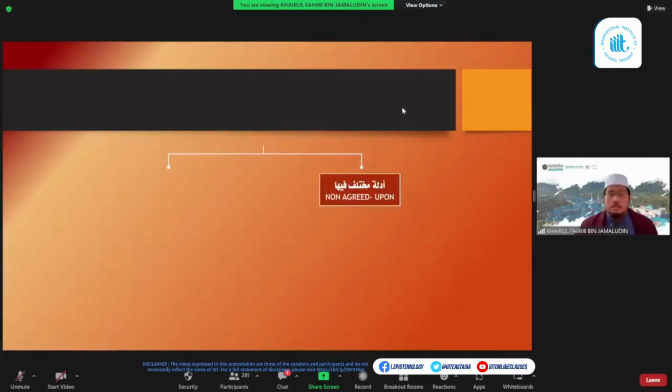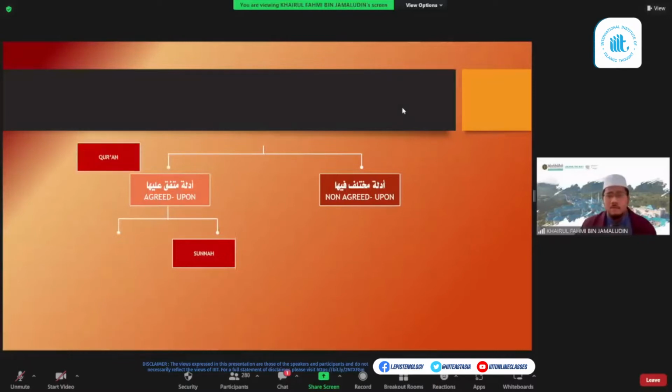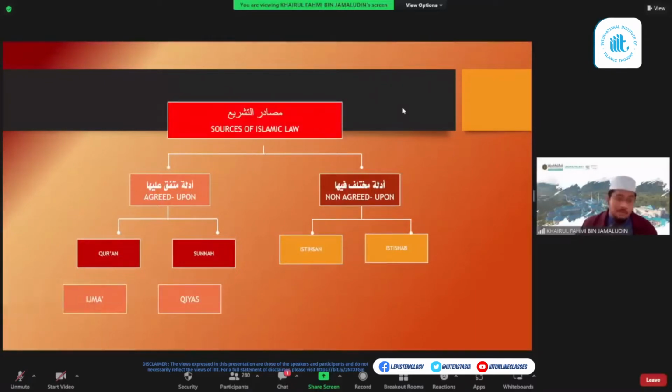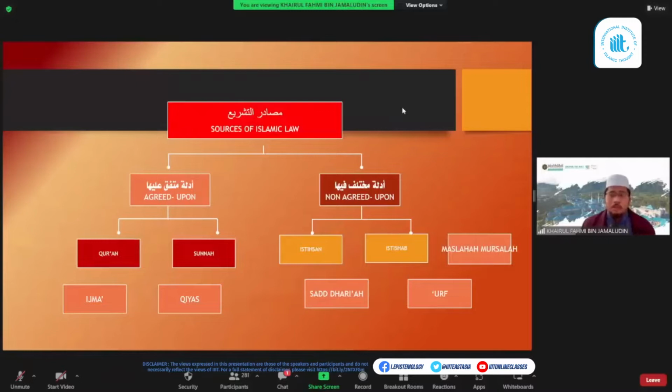So this will be our discussion today. We're going to look into the 2 types of sources of Islamic law: adillah muttafaqa alayha, agreed upon sources, and number 2, adillah mukhtalaf fiha, not agreed upon sources. We have Quran, we have Sunnah, then we have Ijma and we have Qiyas for agreed upon sources. And for the non-agreed upon sources, we have istihsan, istishab, uruf, sadd al-dhari'ah, and masalih mursalah or maslaha mursalah. We will try to look into every type of source briefly, inshallah.